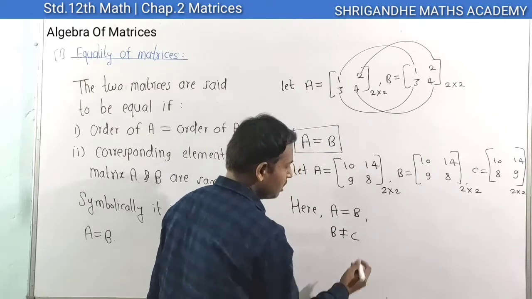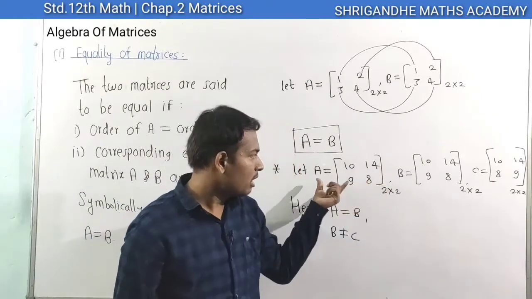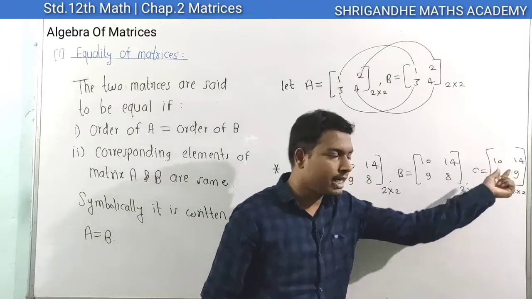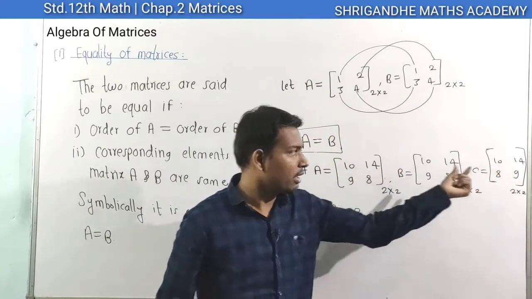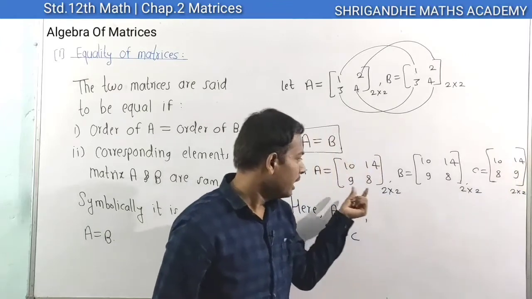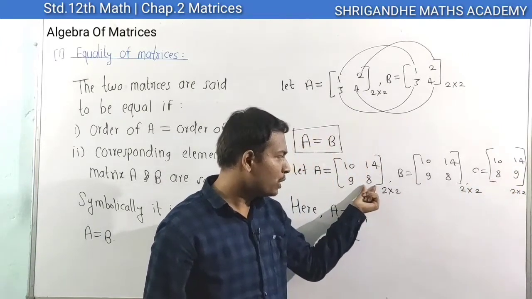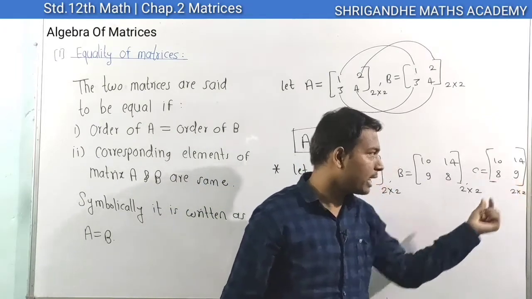B is not equal to C. Now, for A and C, A11 is equal to 10, A12 is equal to 14, A21 is equal to 9 in one and 8 in the other, and A22 is equal to 8 in one and 9 in the other.